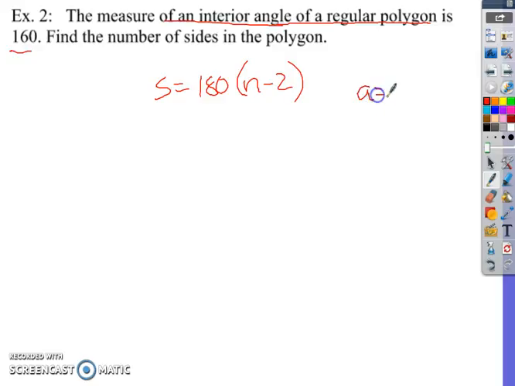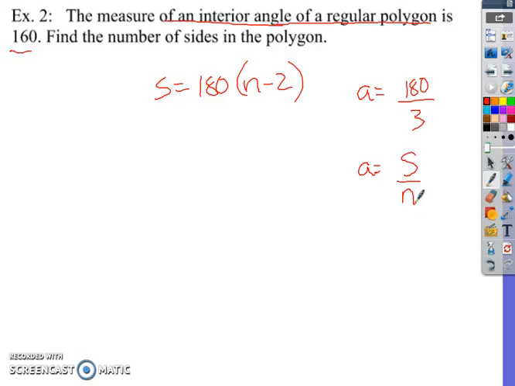To figure out some angle in a regular polygon, say if we had a triangle, we would take 180 degrees, because that's the sum of all the measures of a polygon, and then we would divide it by 3, right? So similarly, to find the angle of any regular polygon, we would take the sum of all the angles in that polygon and divide it by the number of sides.